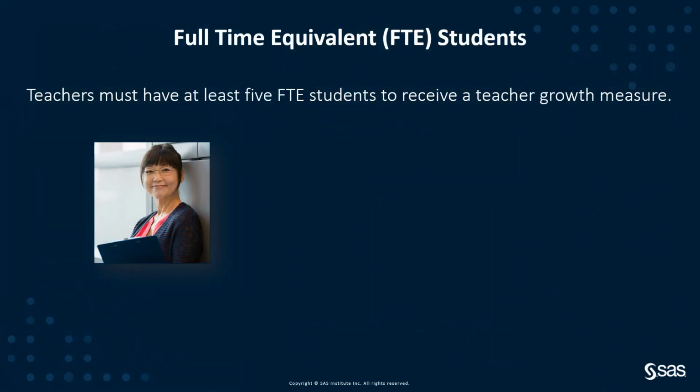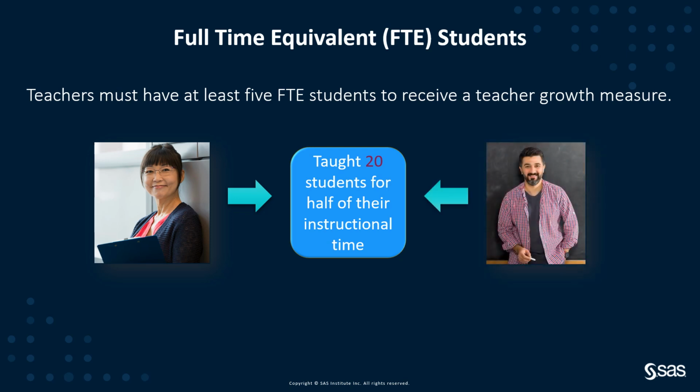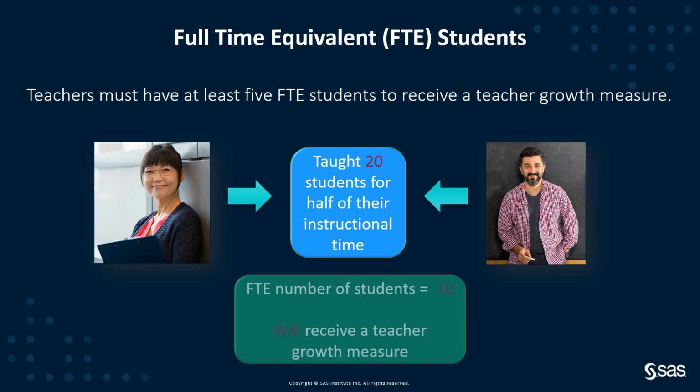It's important to note that teachers must have at least 5 full-time equivalent, or FTE students, to be included in this process for a given assessment. This is based on the number of students linked to the teacher and whether these students are also linked to another teacher in a course associated with the same assessment. For example, if a teacher taught 20 students for half of their instructional time, because those students were also assigned to another teacher in a course associated with the same assessment, then the teacher's FTE number of students would be 10, and they would meet the minimum for receiving a teacher growth measure.